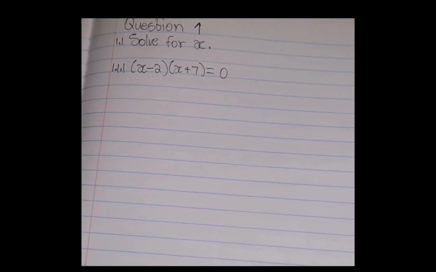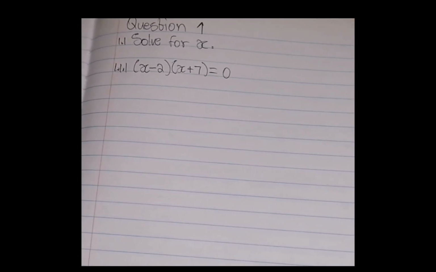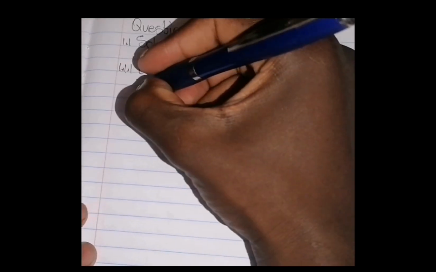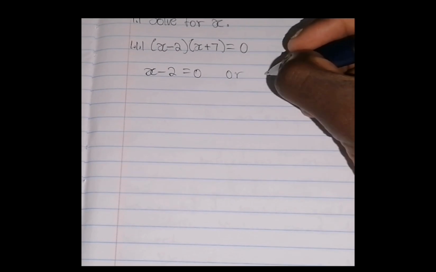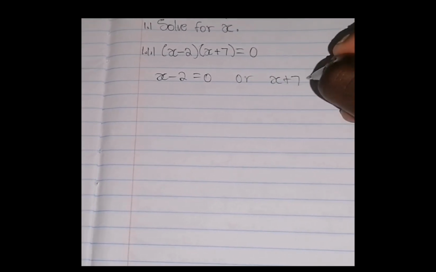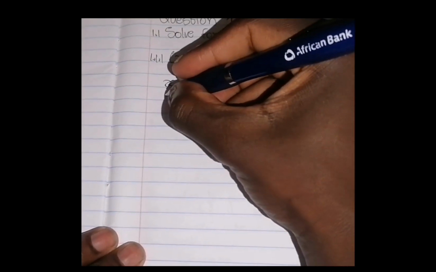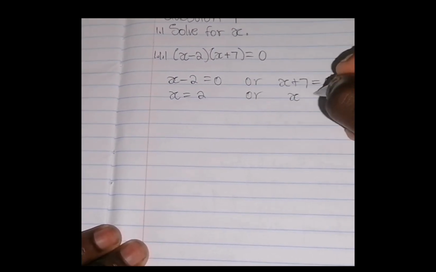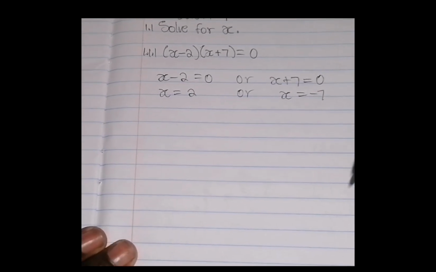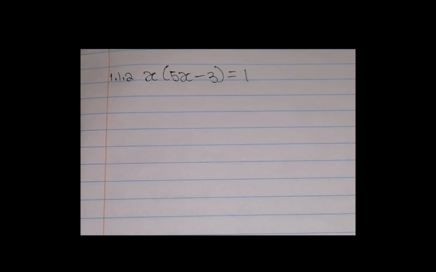Now whenever you're given 2 brackets and they're equated to 0, the first thing you should know is that both of these brackets can equal 0. So you should equate each of them to 0. So we'll have x minus 2 is equal to 0, or x plus 7 is equal to 0. So from there you transpose the negative 2, x is equal to positive 2, or x is equal to negative 7. Now for both these x values you'll be given 2 marks.